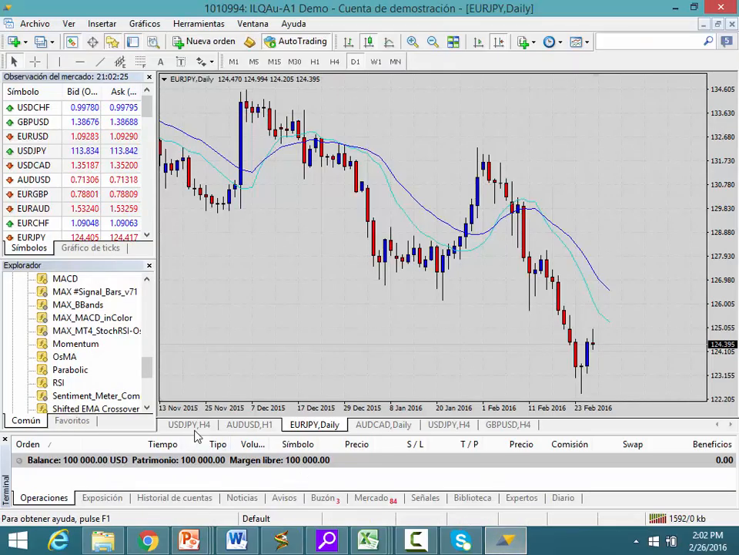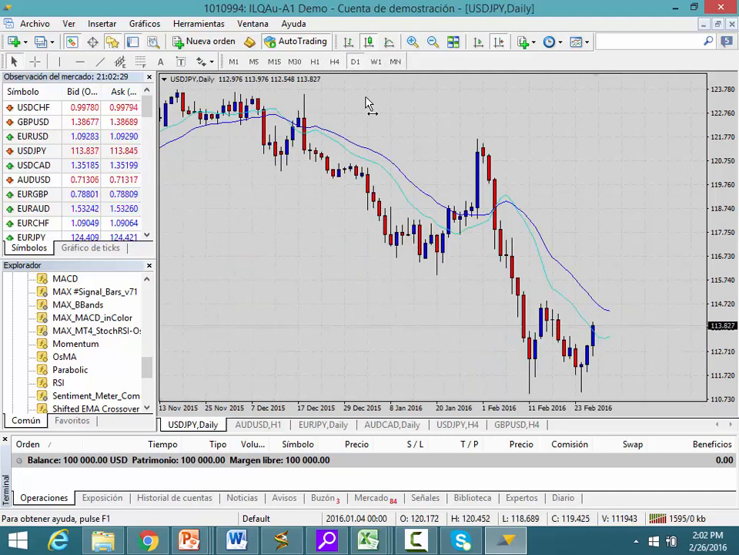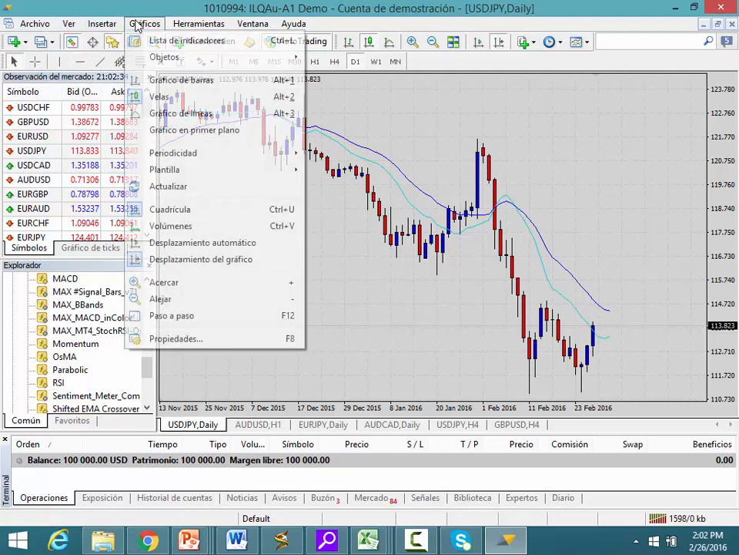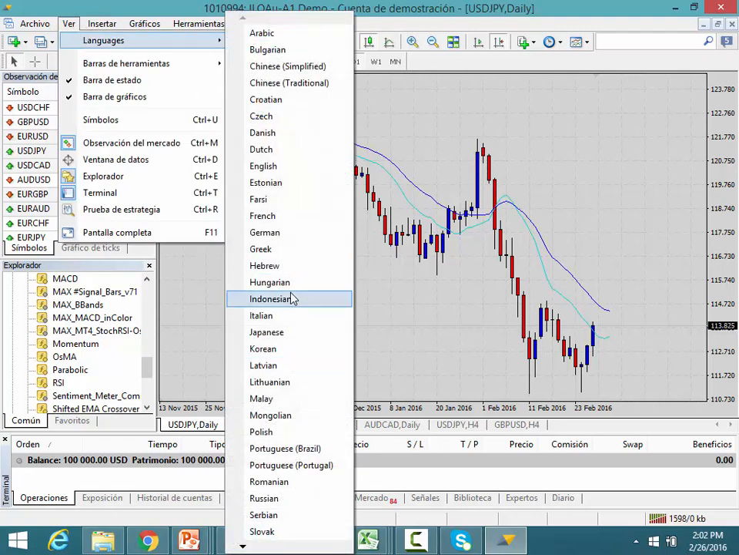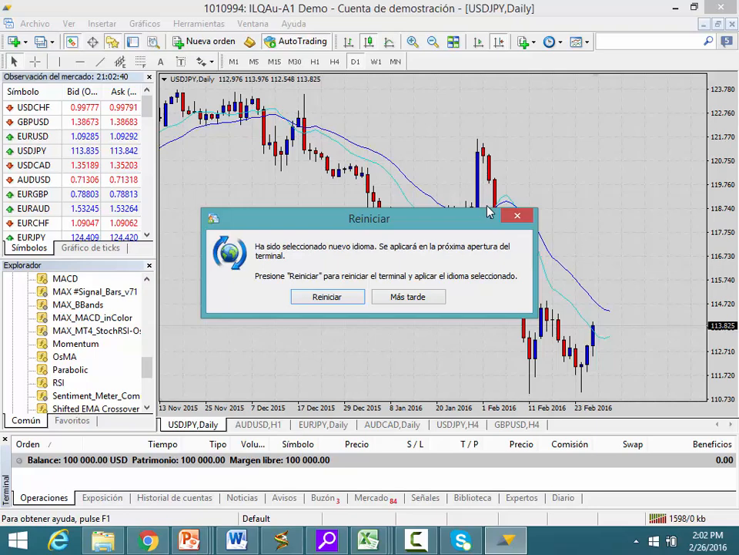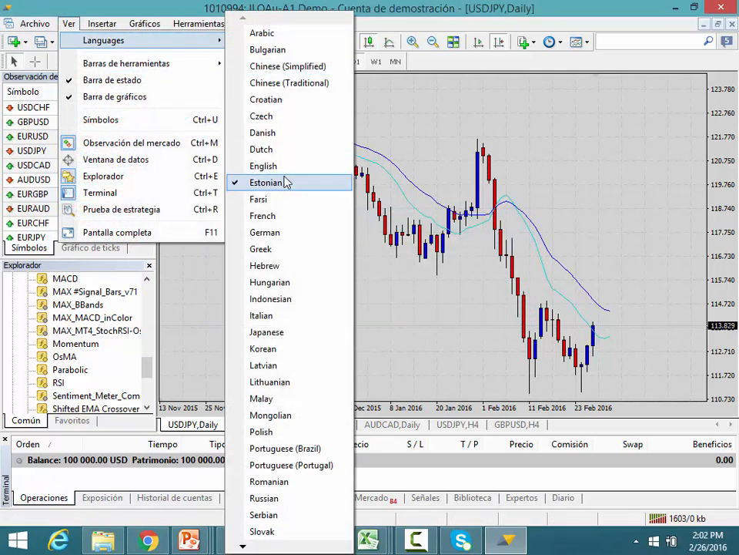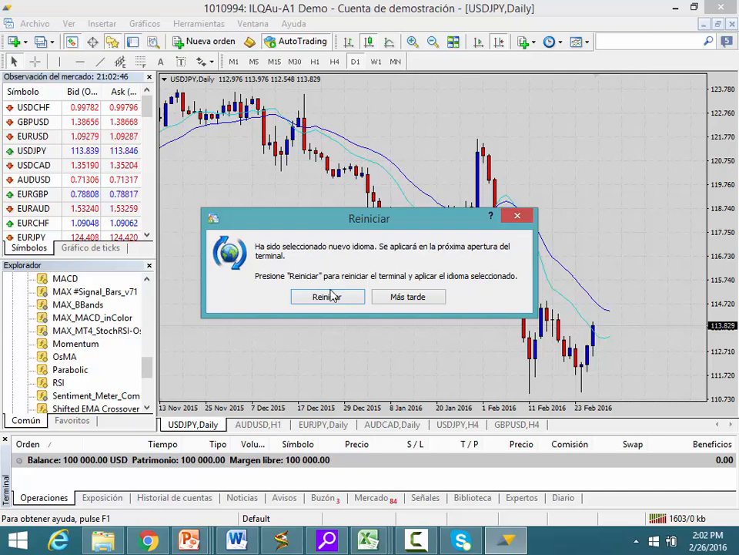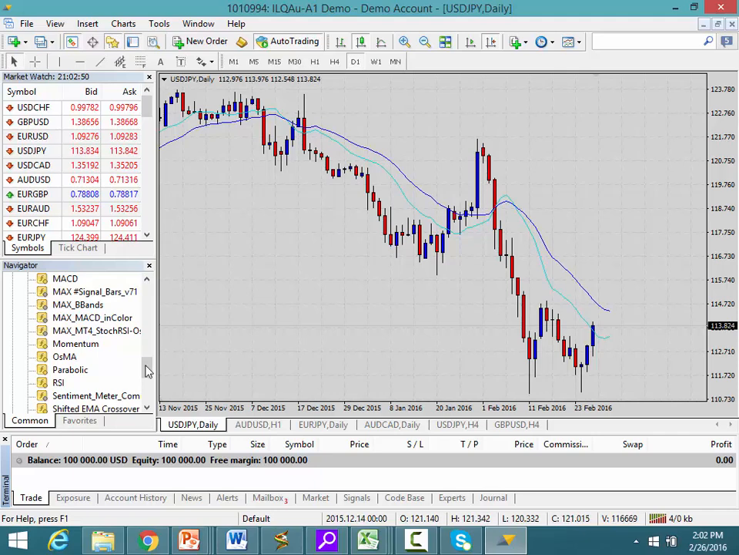For example, let's open up the, say, dollar yen. Now we could get this line right here. Let me actually change, I was giving a class in Spanish. You could change right here the languages. Let me go back to English. Sorry, no, not Slovenian. Languages, Estonian, English. Okay, restart it. Okay, now we're in English.